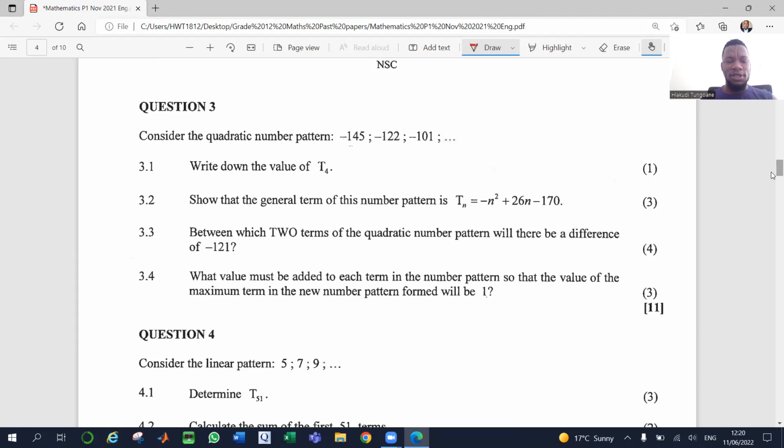Okay, so let's look at the first question. The first question was saying determine the value for T4, that's the fourth term in this sequence. And then the second question said come up with a general term formula, right? So the Tn formula. I'm just going to open a whiteboard so that I can have some room to answer this question with you guys. So give me a second.